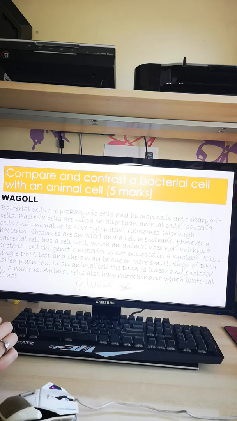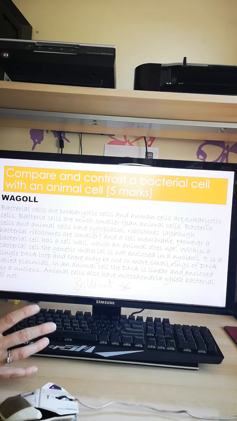So the idea that they are smaller ribosomes in bacteria and larger ribosomes in animal cells. And then there are mark points as well for the DNA in the bacteria being free and circular, whereas in an animal cell it was linear and enclosed in the nucleus. And then there was one more mark point at the bottom for another difference. Animal cells also have mitochondria and bacteria, bacterial, it says there, should really say bacteria do not.